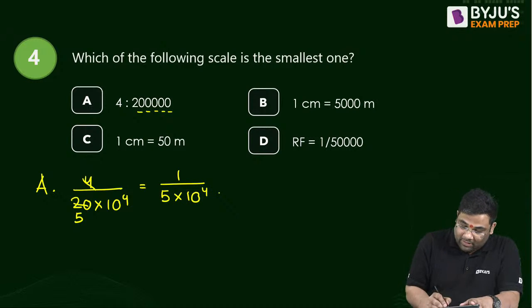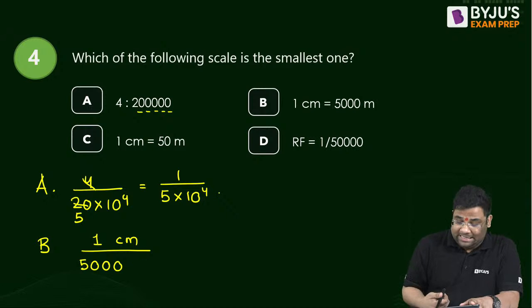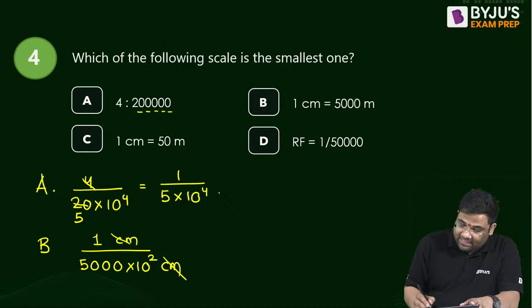This is the first one. If I say the second one, it is 1 centimeter is to 5000 meter. Now 1 meter is 100 centimeter, so 10 to the power 2 centimeter. Centimeter gets cancelled.